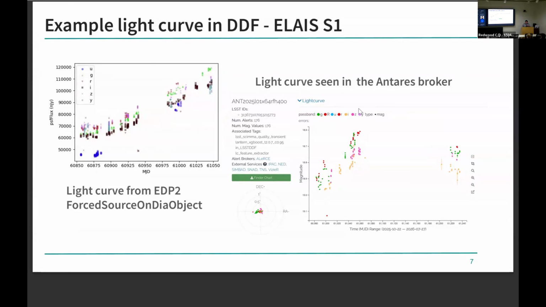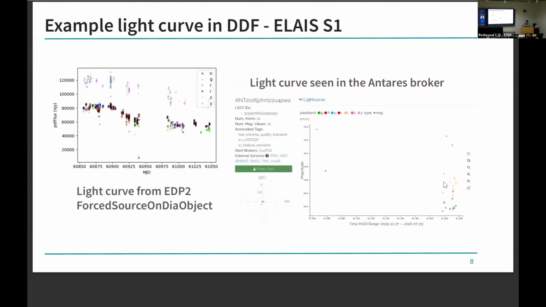For the ones that I noticed were somewhat interesting, I looked at their light curves in ANTARES to see if there was any additional data. I'm not quite sure about the exact dates, but as you can see, there's some data that came after the data that went into the DP2. And then another one, which is not as variable as the other one, but you can see that it also has some additional data after the DP2.